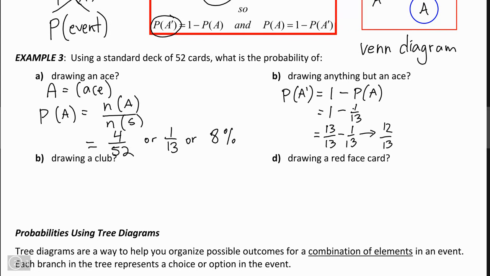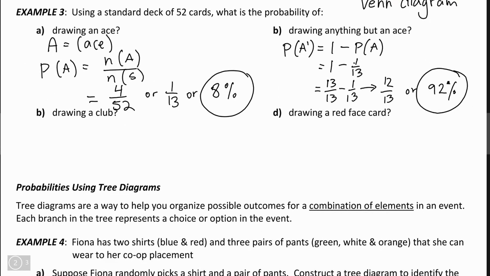And 12 over 13 is 92%. The quick way of doing this is to take the 8% from before, subtract it from 100, and you get 92%. So it's a bigger probability to draw anything else but an ace.